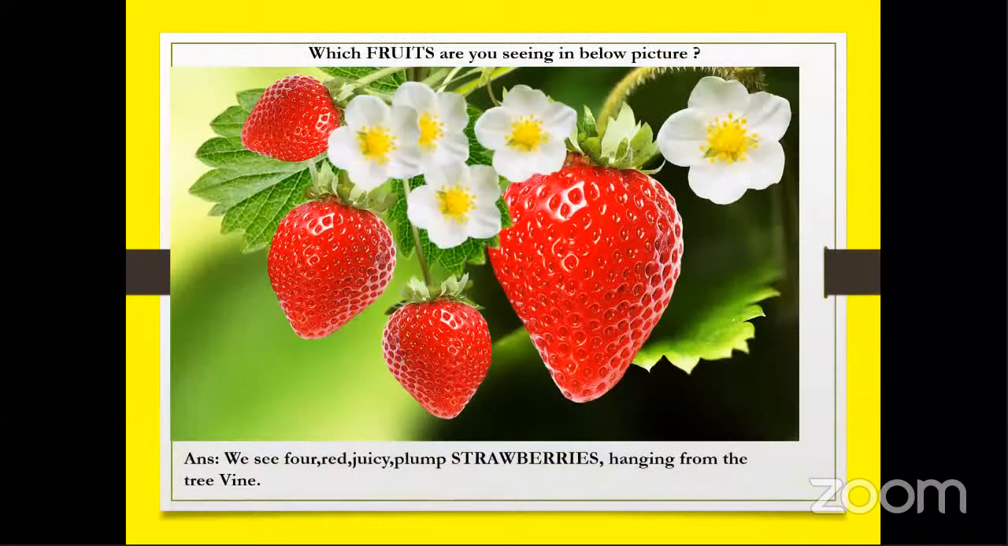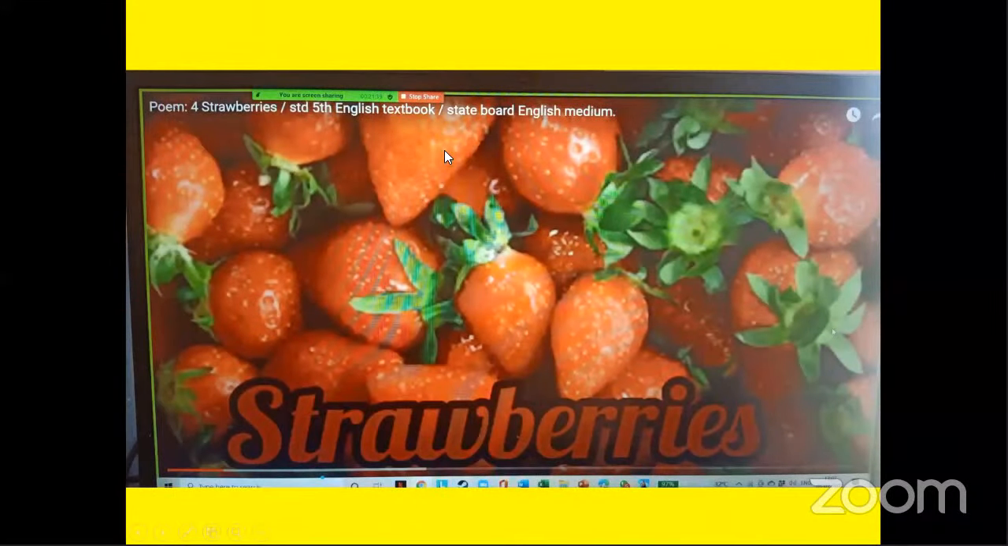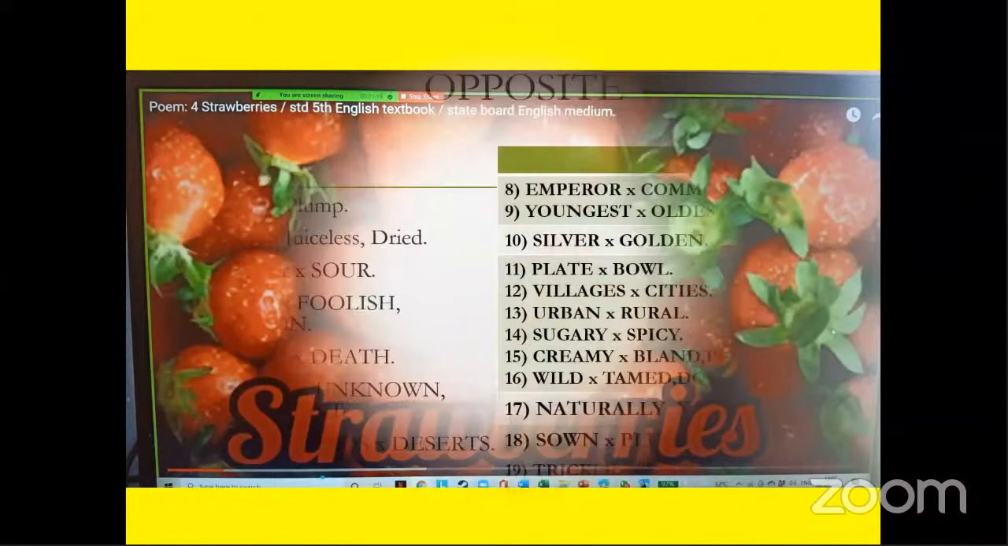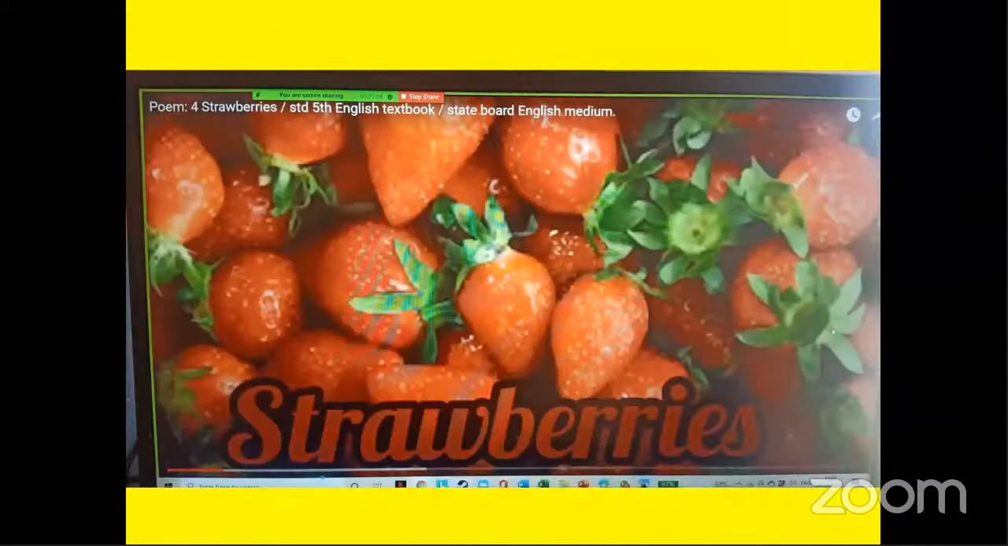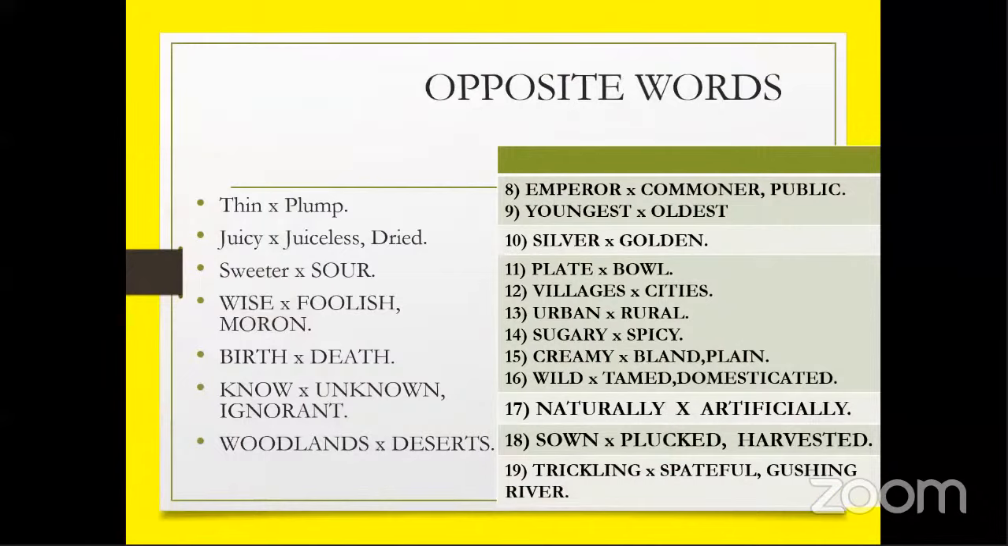Now let's see which fruit you are seeing in the picture below. Strawberry. Very good. What is the color of this strawberry? Red. Can you see only a single strawberry or many? Here, you can see many juicy red strawberries. Now, we can see some opposite words.